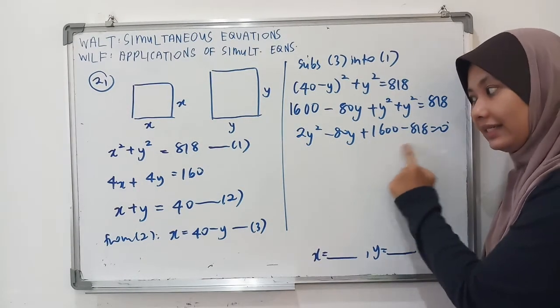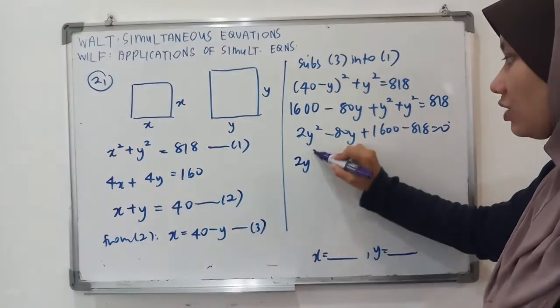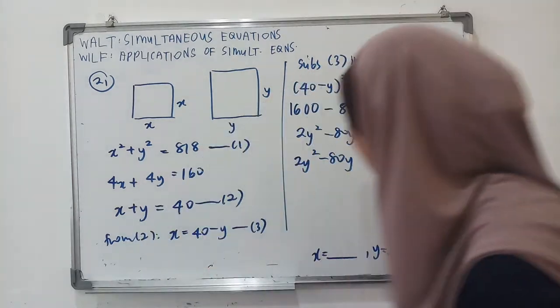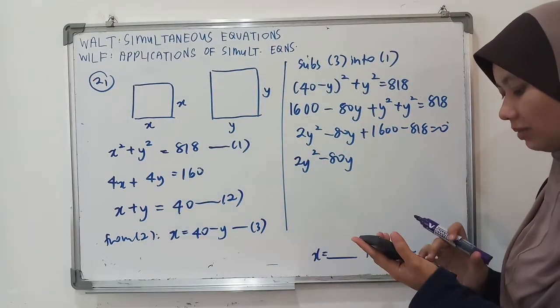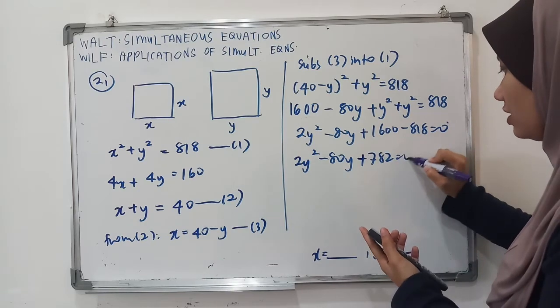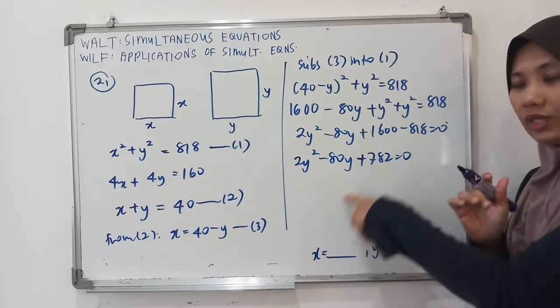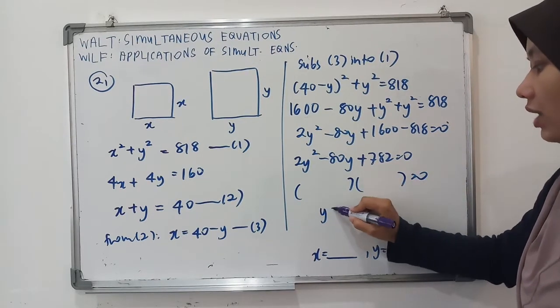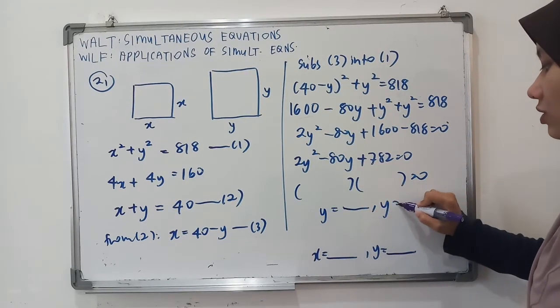Use your calculator, you will get 2y square minus 80y plus 782 equals 0, from 1600 minus 818. How do we solve a quadratic equation? Use EQN straight away. So get your value of y, y equals something, y equals something.